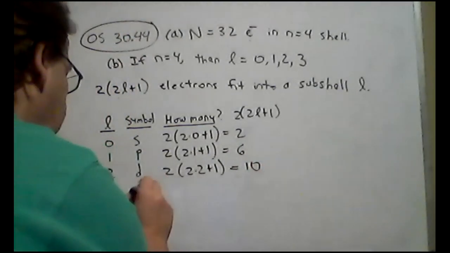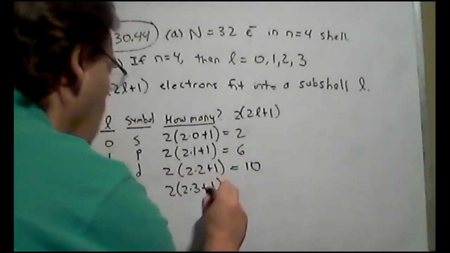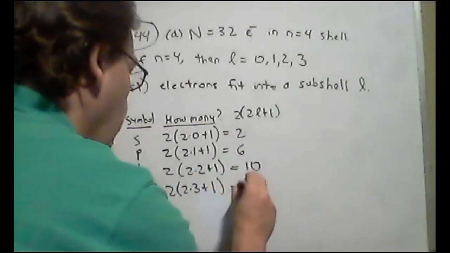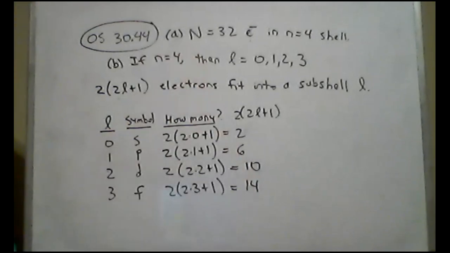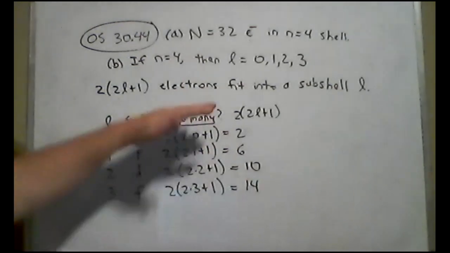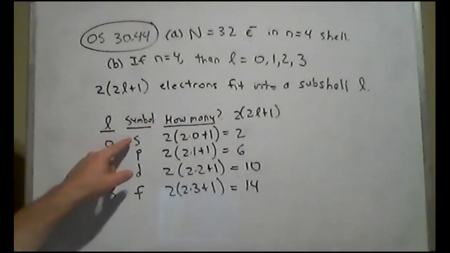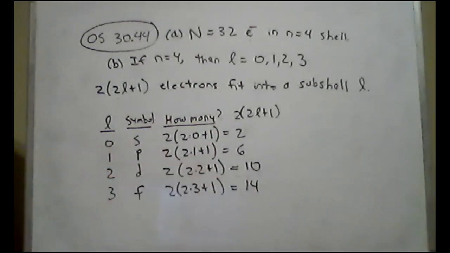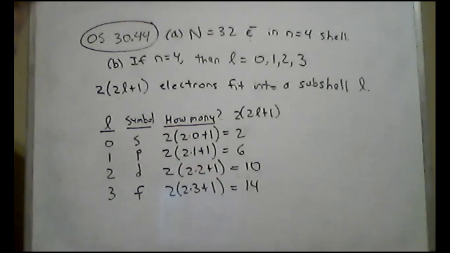And finally, in the F subshell, I have 2 times 2 times 3 plus 1. 2 times 7 is 14. You add all these up, you should get 32: 2, 8, 18, 32. So again, the 32 electrons in the n equals 4 shell are distributed into the subshells S, P, D, and F, or 4S, 4P, 4D, and 4F in this manner. All right. 2 more problems.